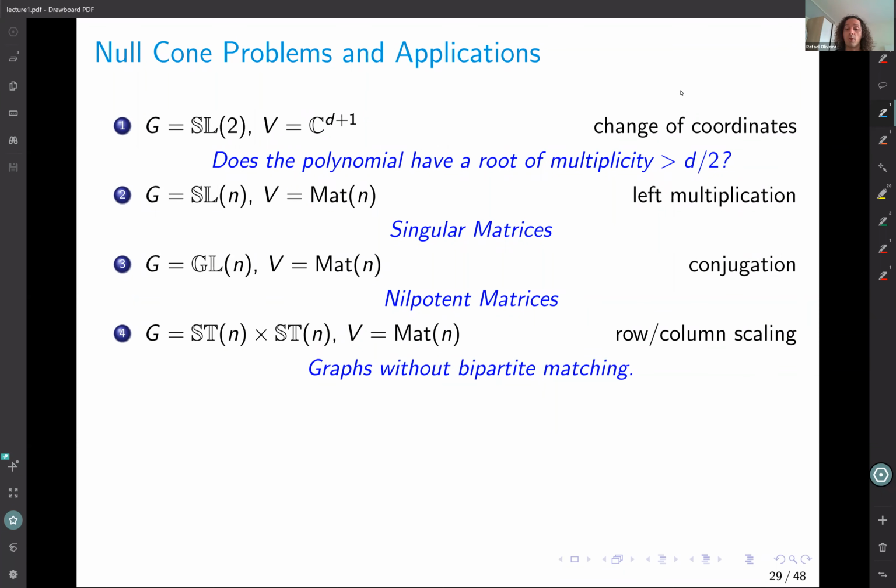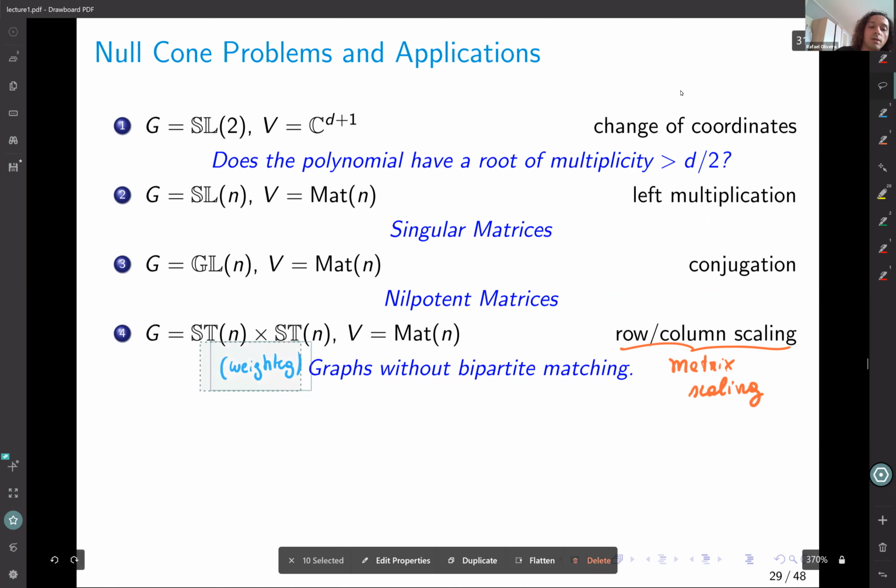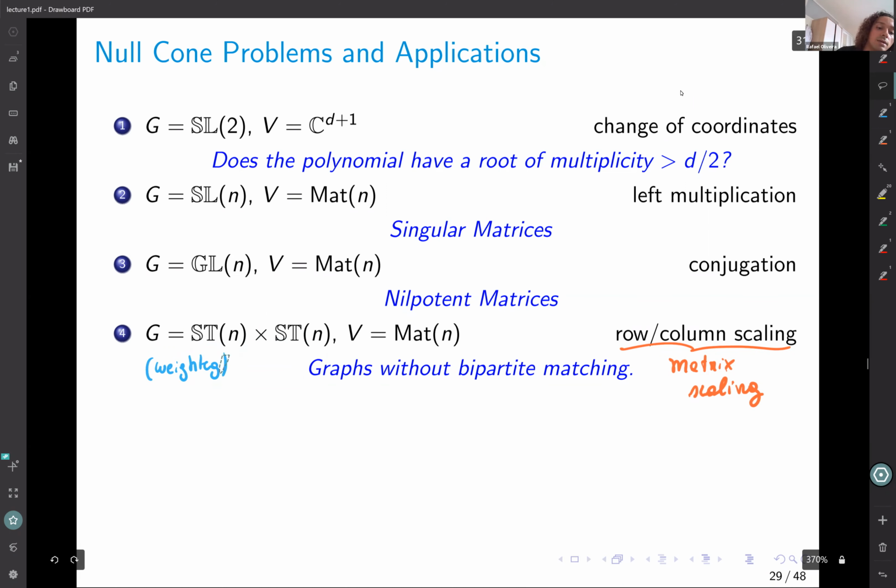And when we talk about row and column scaling, and if you remember, this is the matrix scaling action that we talked about, what we actually get is that the null cone is the set of graphs, which can be encoded by weighted bipartite graphs with complex weights, without any bipartite matching, right? So, okay.